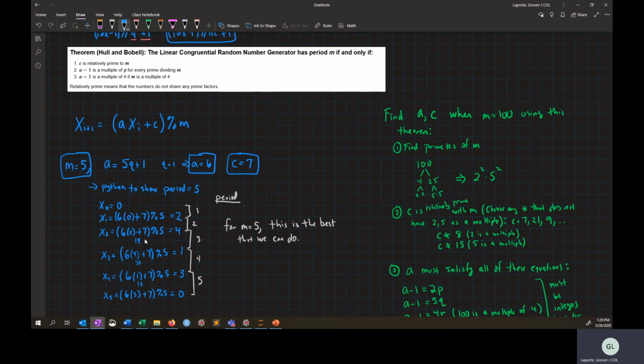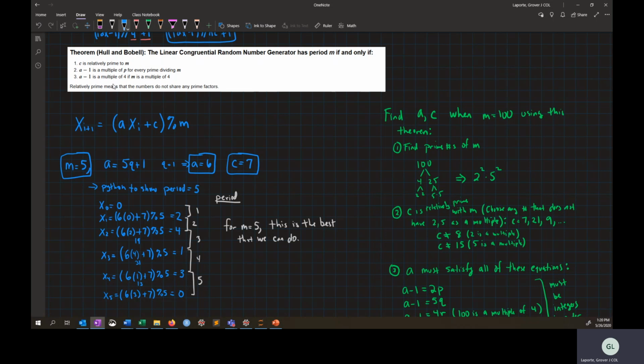12 plus 7 is 19. 19 mod 5 is 4, because 3 times 5 would be 15, and 19 minus 15 is 4. And then take that 4 and put it in. 6 times 4 is 24, plus 7 would be 31. 31 mod 5 gives you 1. And then take that 1 and put it in. 1 times 6 plus 7 is 13, which gives you 3. 3 goes in here.